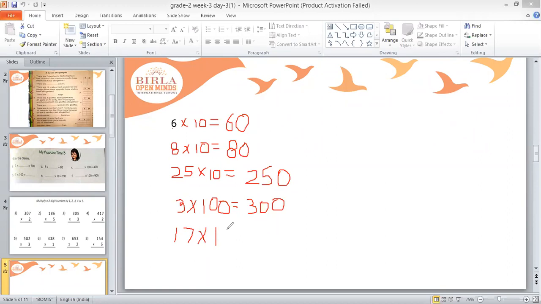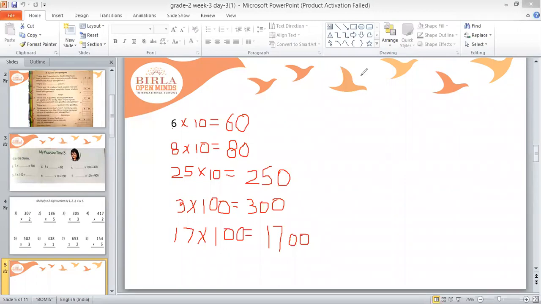Now suppose we are multiplying 17 with 100. We'll write 17, and after that we'll put 2 zeros. So always remember this, children: whenever you are multiplying any number with 10, add 10. Whenever you are multiplying any number with 100, add 2 zeros after that number.